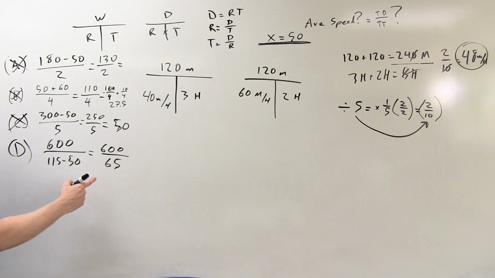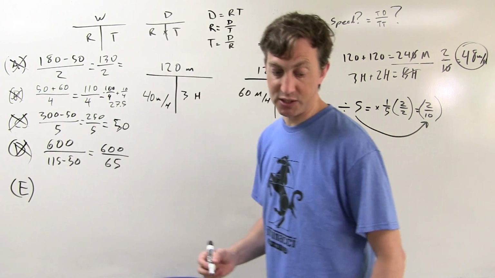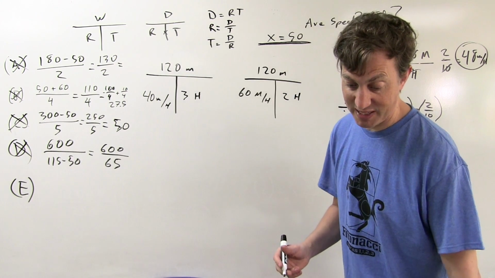I can tell because we could actually get a value here. Either way, it's not our answer. So we're down to E. And if you believe everything we've done, then E's got to be it, just through process of elimination.